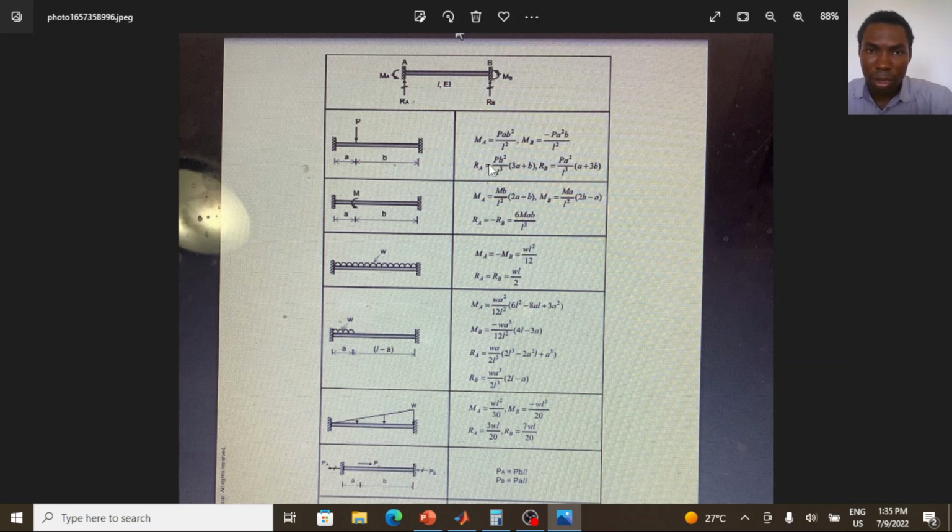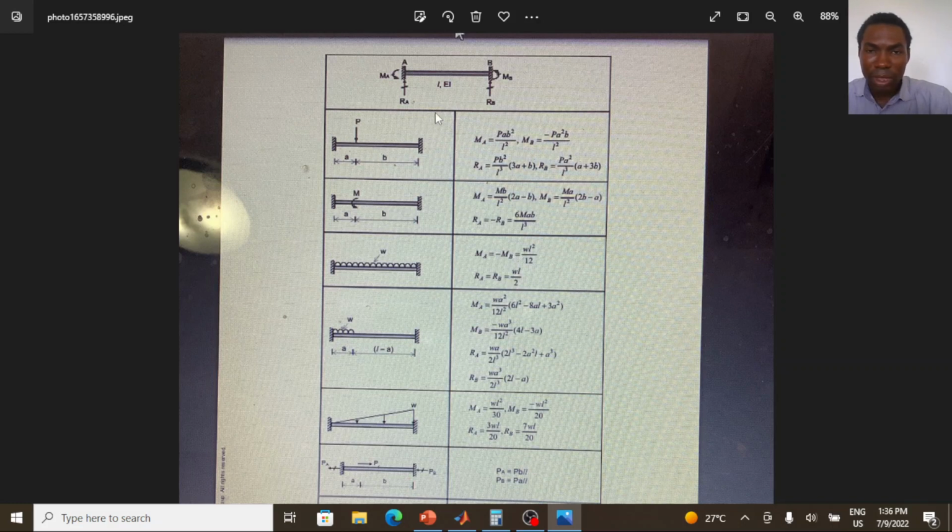Also, we have the reaction formula, as in the effective vertical force is given as RA and RB, and RA is given by this formula, and RB by this formula. So we have this for different loading: for point load, for moment load, and for uniformly distributed load, which is what we have in our PowerPoint slide. You can see the MA, MB, RA, RB.